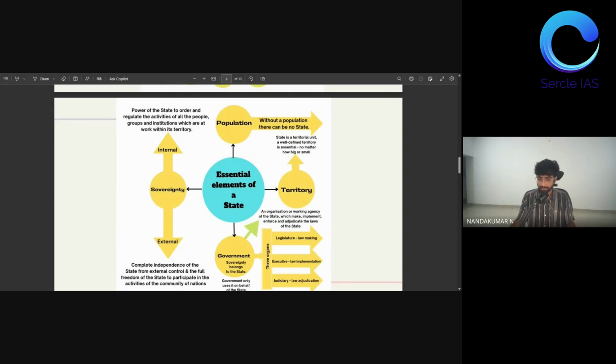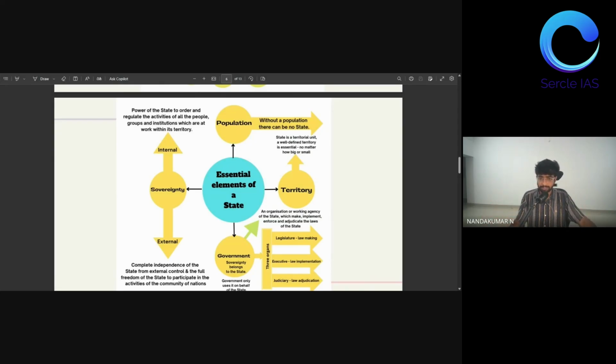The next thing is territory. A state is always a territorial unit. A well-defined territory is essential, no matter how big or small. A defined territory is very crucial for a modern state. In India, we have a defined territory. So these two elements are present.